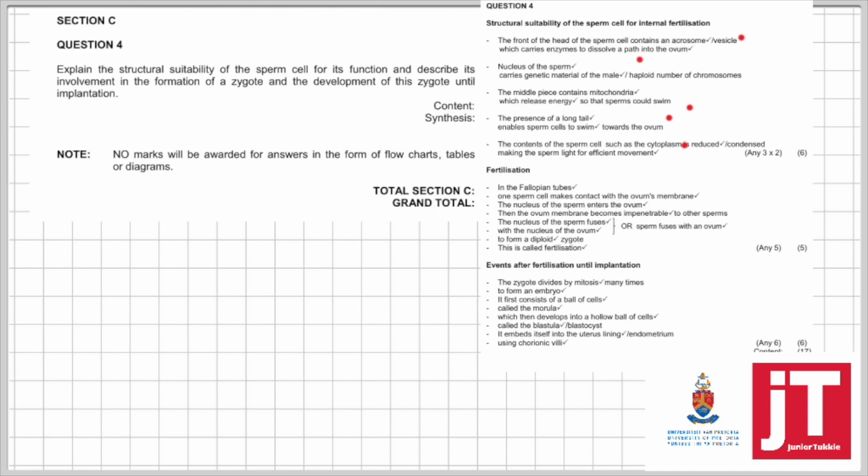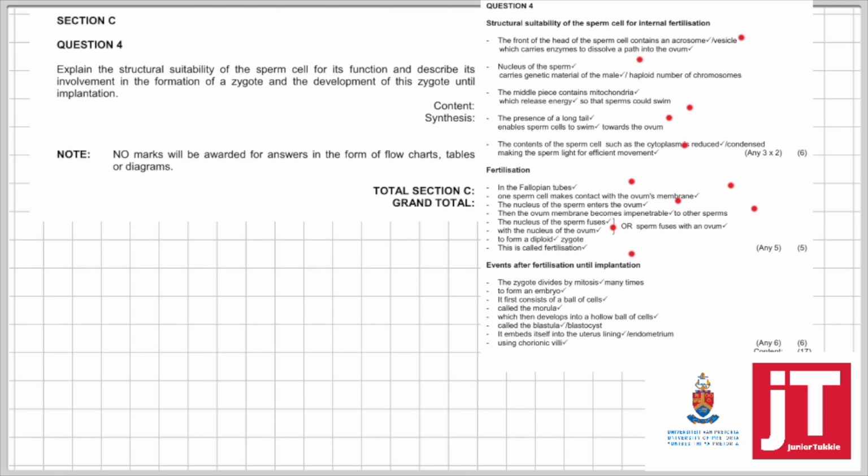Right. Then they want us to describe the involvement in the formation of the zygote and development of the zygote until implantation. So fertilization in the fallopian tube, one sperm cell makes contact with the ovum's membrane. Then the nucleus of the sperm enters the ovum. The ovum membrane becomes impenetrable to other sperms. The nucleus of the sperm fuses with the nucleus of the ovum to form a diploid zygote.